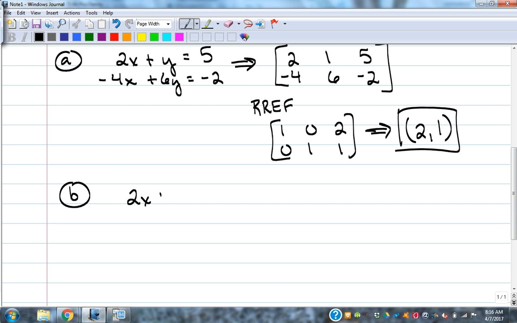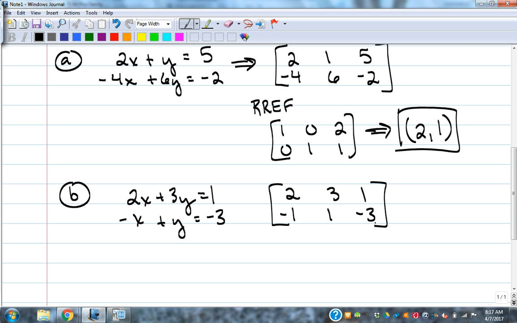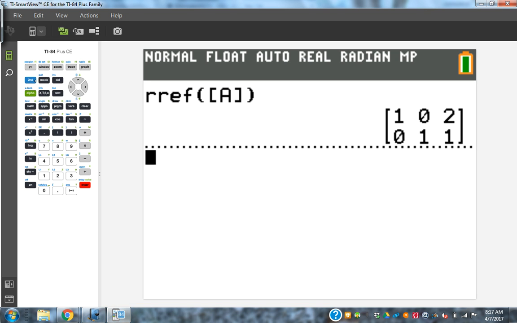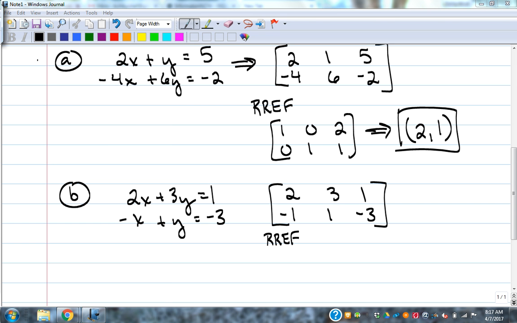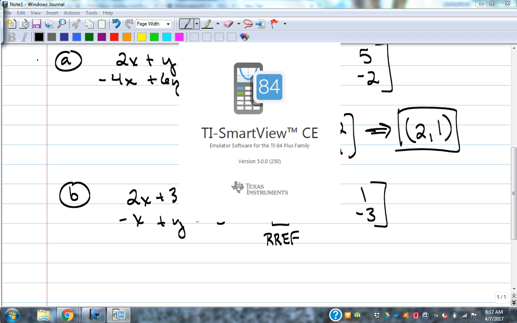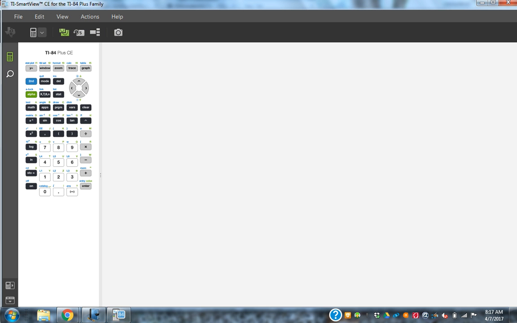Let's do this one. 2x plus 3y equals 1. Negative x plus y equals -3. Matrix 2, 3, 1, -1, 1, -3. And then through the magic of a reduced row echelon form and the graphing calculator, I'm going to do the matrix. And I don't know why my buttons are so small. I'm going to try to reopen that, see if it'll get the size of those back to where they're supposed to be. That doesn't make sense. It's still small.